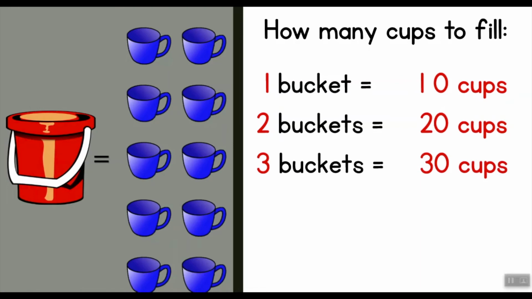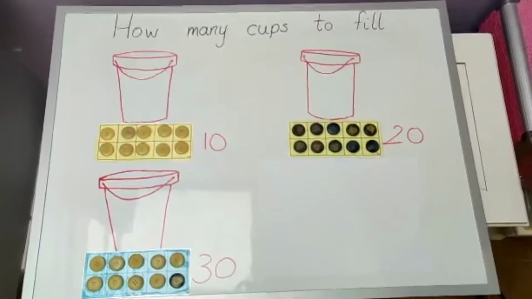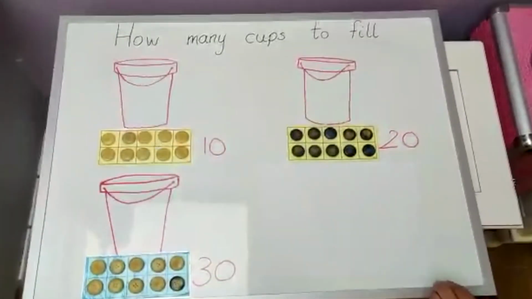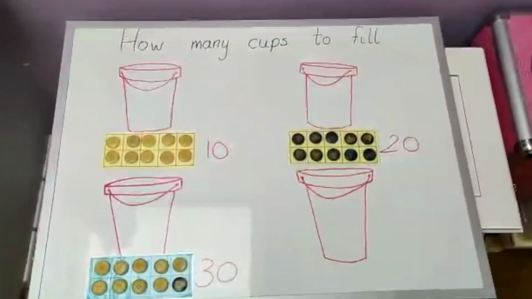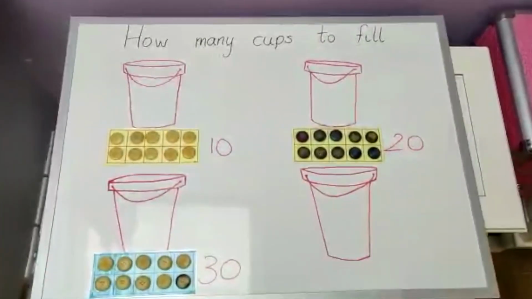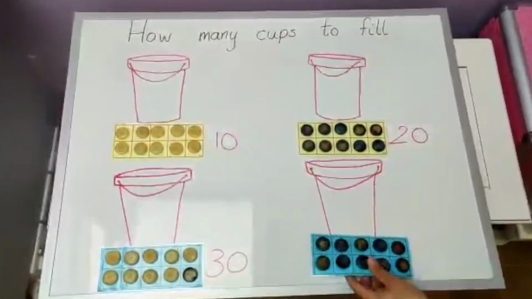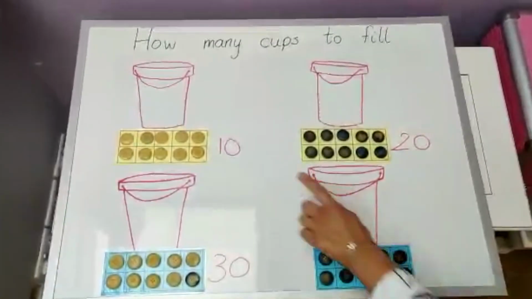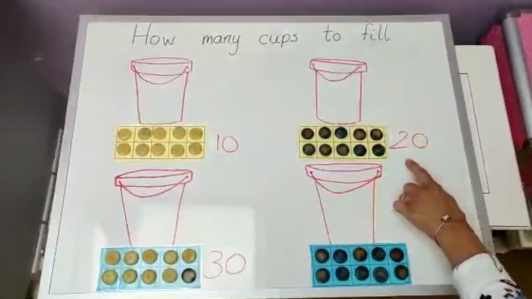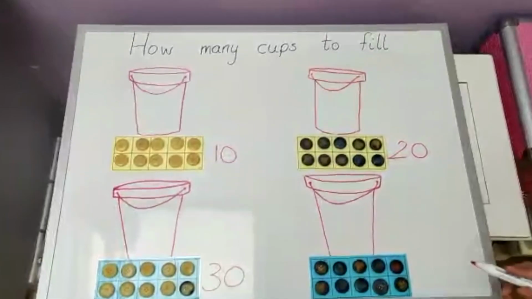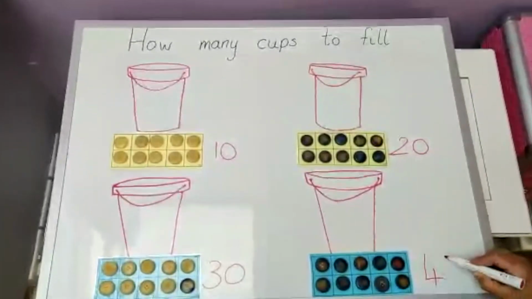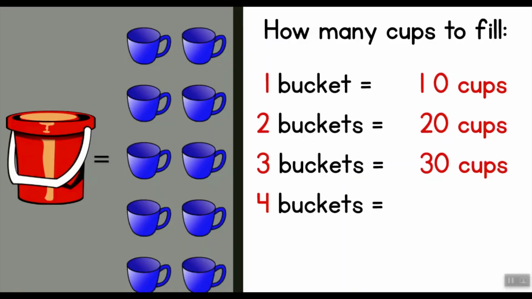I wonder how many cups we would need to fill 4 buckets then. 10 cups per bucket, and we have 4 of them now. So that would be 10, 20, 30, 40. So we would need 40 cups to fill 4 buckets, right?